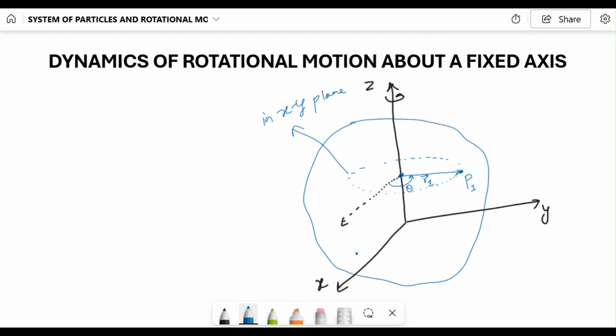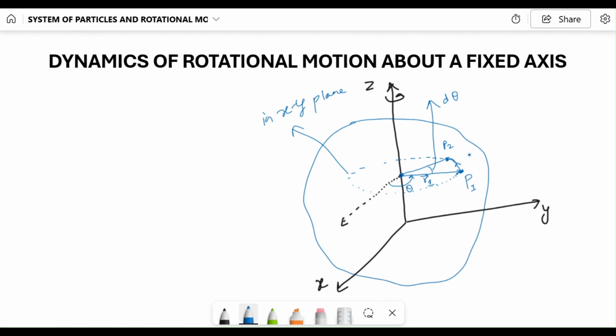Now, let's say this particle moves from here to a new position. Let's say this is the new position, point P2, and it has covered some linear distance here, and this angle is a very small angle, meaning it's a very small displacement from P1 to P2. We are considering this angle to be d theta.